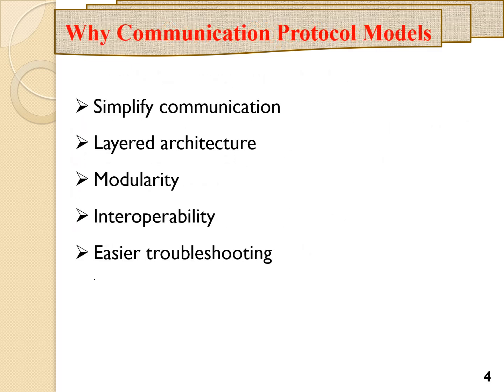Modern networks are complex. To make communication easier, they are organized into layers. Each layer performs a specific task and communicates with adjacent layers. This layered architecture simplifies network design, makes troubleshooting easier, and allows devices from different manufacturers to communicate efficiently.